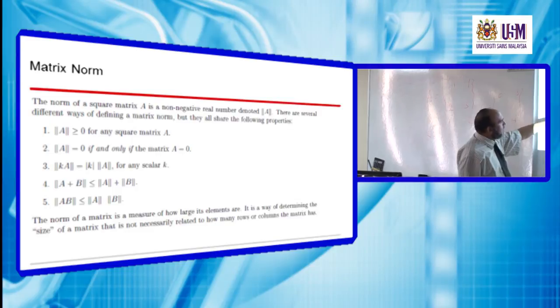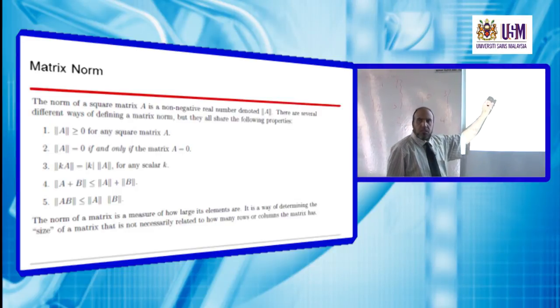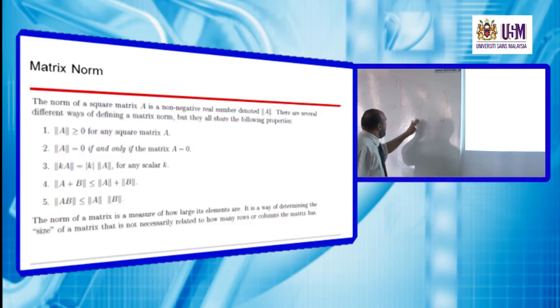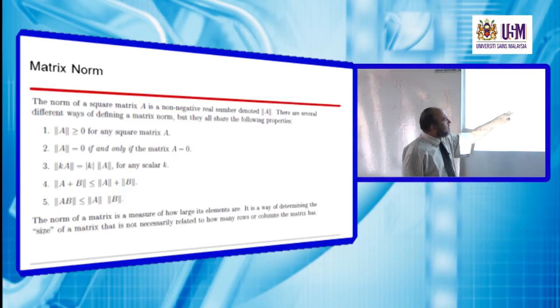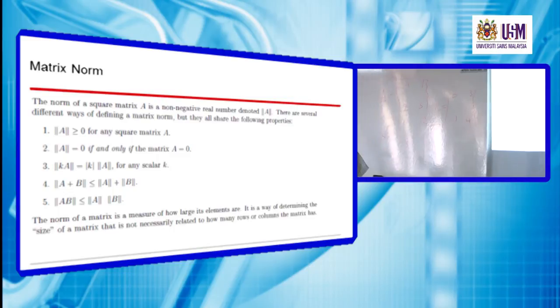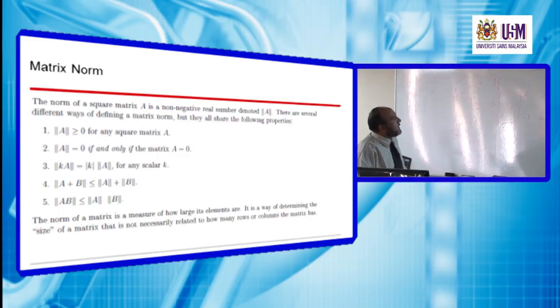The norm of the sum of two matrices A plus B is always less than or equal to, and equal if we have no negative signs in both matrices, the norm of matrix A plus the norm of matrix B. This is very important in deriving certain relations that we are going to use in our course.